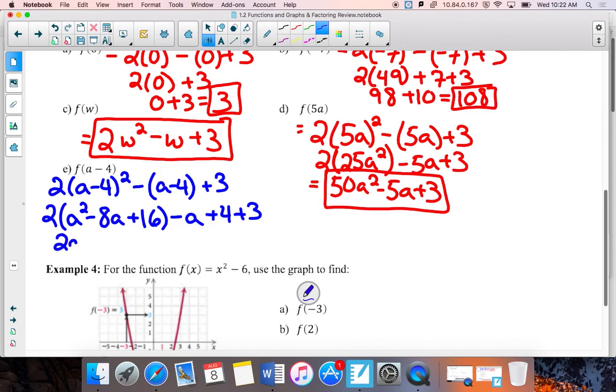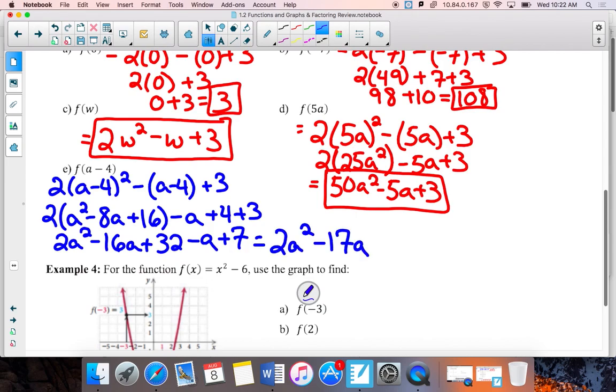So this would be 2a squared minus 16a plus 32 minus a, and we can go ahead and add these, so then plus 7. Now we still have some like terms, our negative 16a and negative a, so this would give us 2a squared minus 17a and 32 and 7, so plus 39. And that would be our answer.